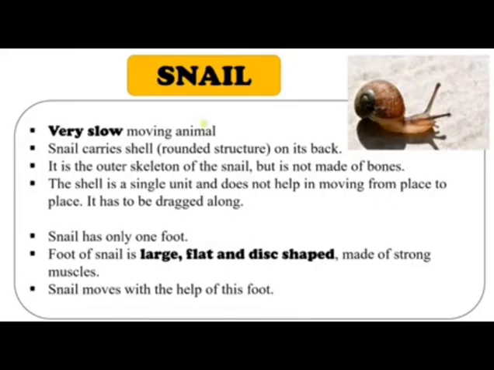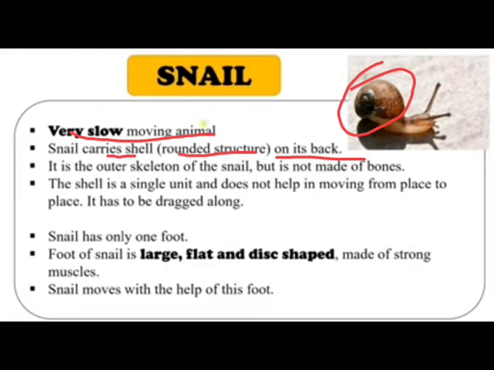So our next topic is movement of snail. Snail is a very slow moving animal. It moves very slowly. Snail carries a shell or rounded structure on its back, which is known as the shell of the snail. So you can see here also, this is known as the shell of the snail, and a snail always carries this shell on its back.